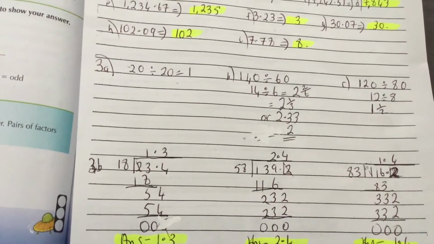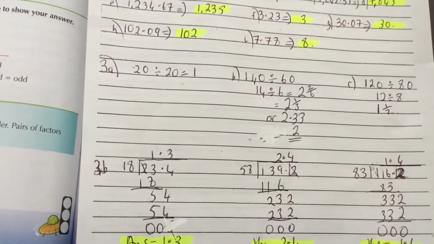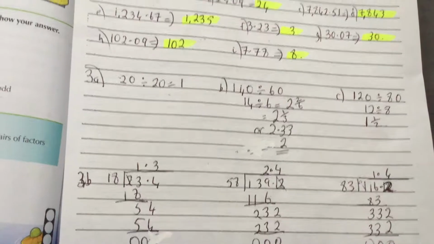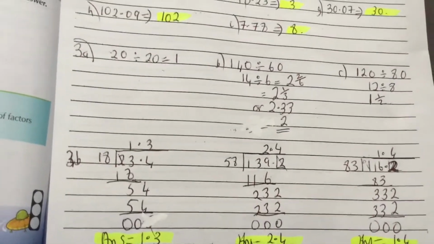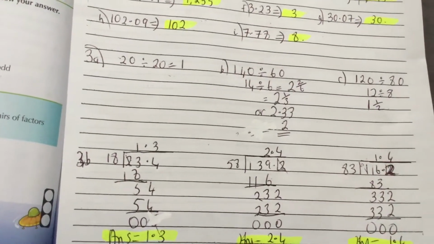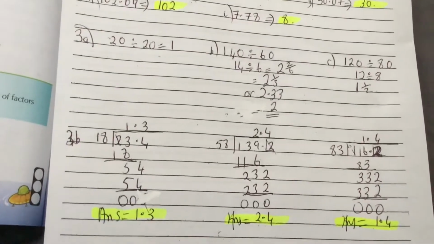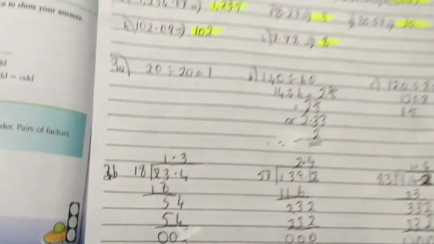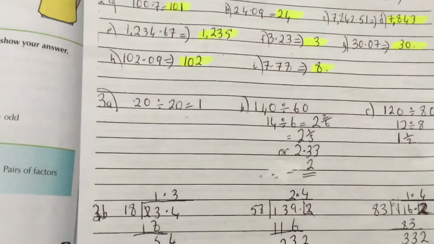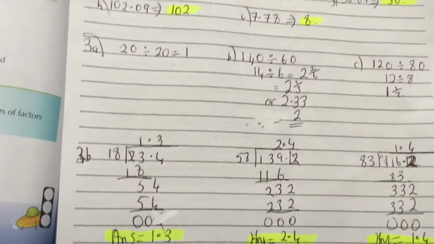And then multiplication, how many numbers come after the decimal point in the question determines how many numbers will come after the decimal point in the answer. But here we must make sure we put up our decimal and align it with the decimal point in the question, being 23.4 or 139.2 or 116.2. So we see our decimal points, they're all aligned in the 3 sums. So we're going back to 3b, as in the second part of 3a.